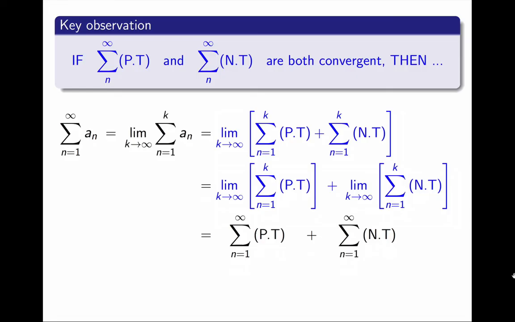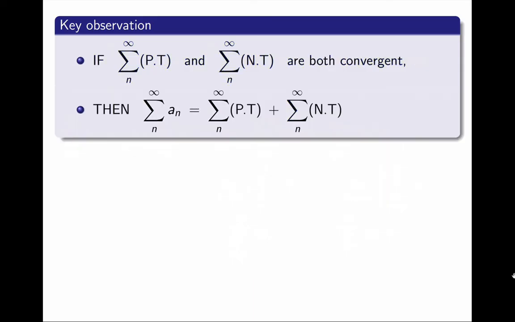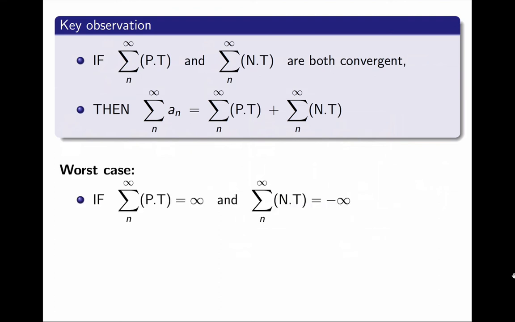Okay then, so the key observation I was aiming for is this. If the series of positive terms and the series of negative terms are both convergent, then the original series can be written as the sum of the two. Great, this is the best case. The worst case is the opposite, when the sum of the positive terms is infinity and the sum of the negative terms is minus infinity.